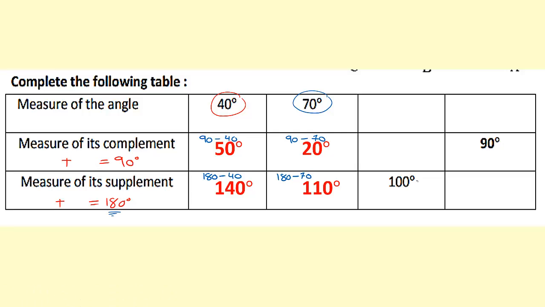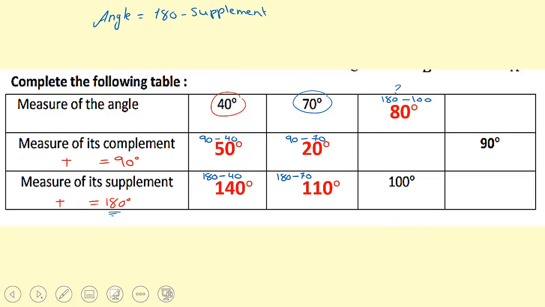In the third column, I was given the measure of its supplement, the supplement of the angle. And I want to find the measure of the main angle. How to find the measure of the main angle? Simply, to find the measure of the angle, I'm going to make 180 minus the supplement angle. So in this question here, I'm going to make 180 minus 100. So the measure of the main angle is 80 degrees.